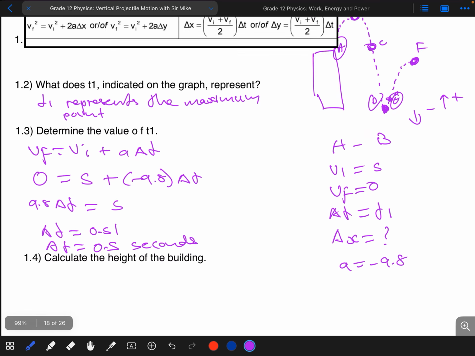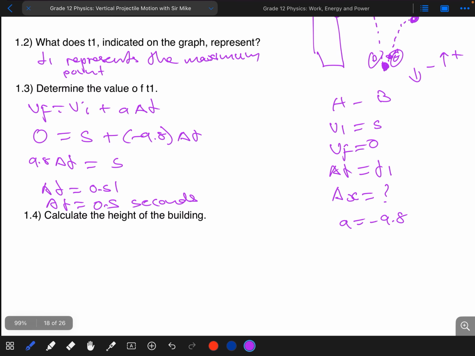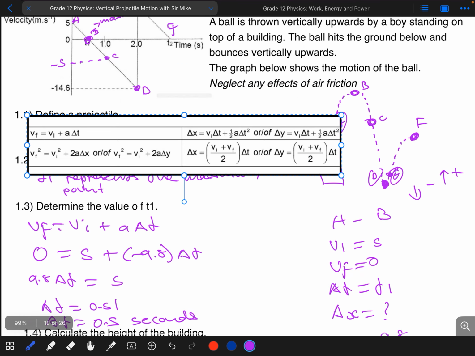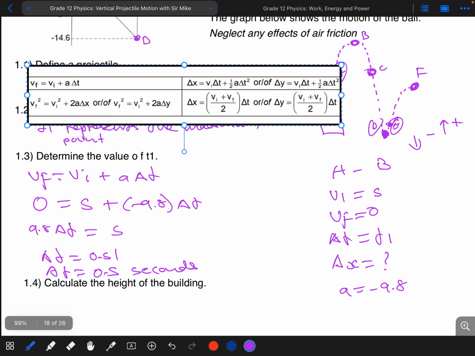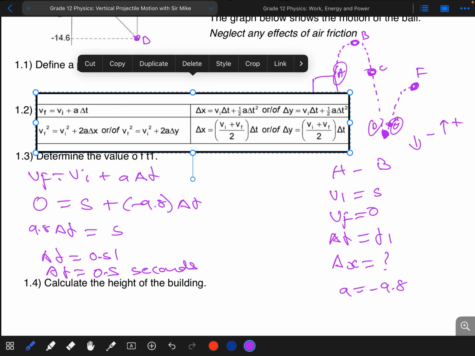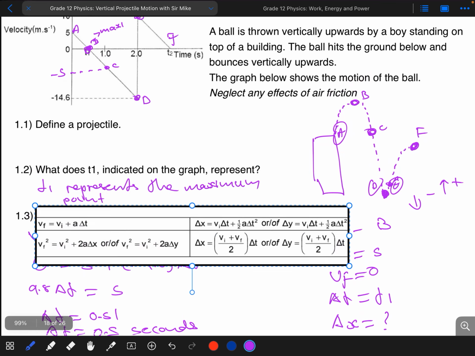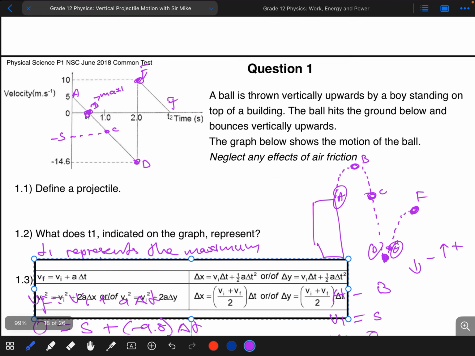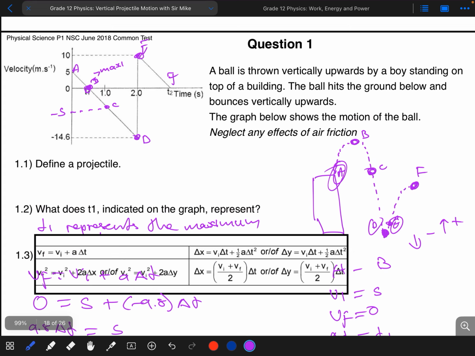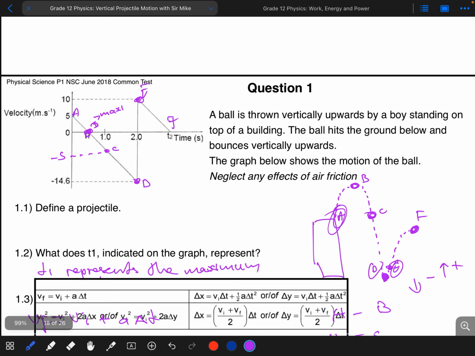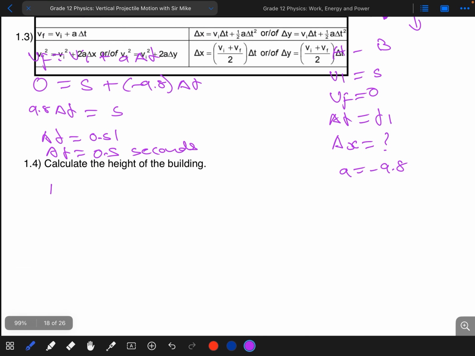So for 1.4, they said to calculate the height of the building. Now again, they didn't specifically say whether to use the equations of motion or not. If they do not say, simply use the equations of motion. The height of the building is between, now what I'm going to do is simply choose between point A and D.